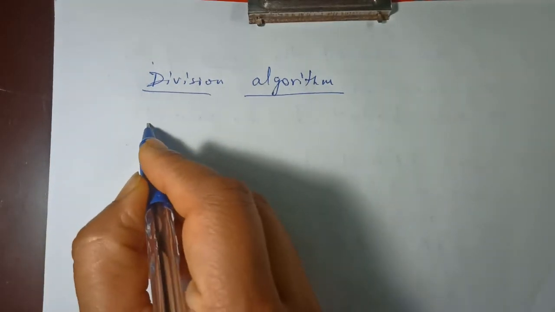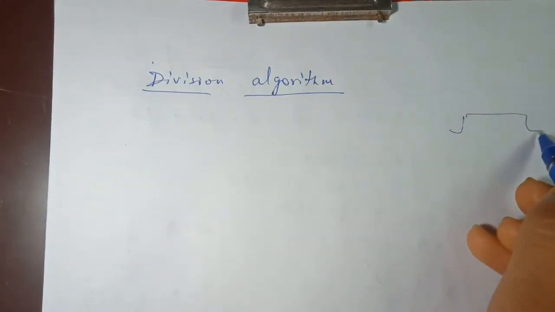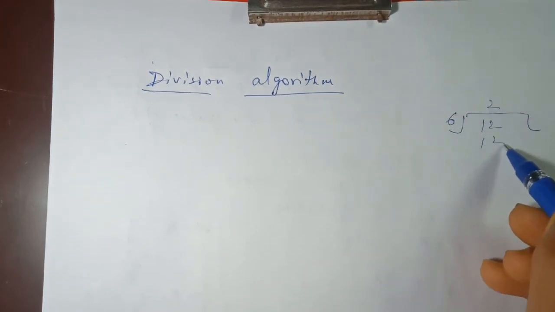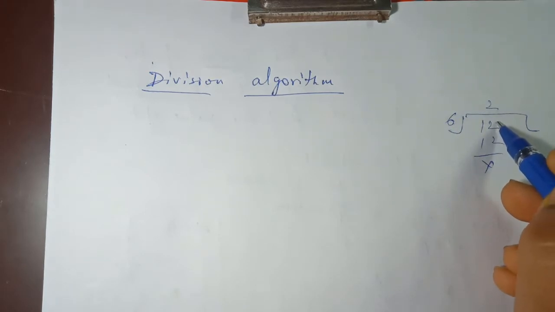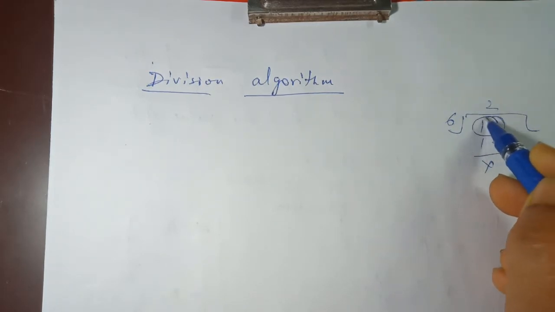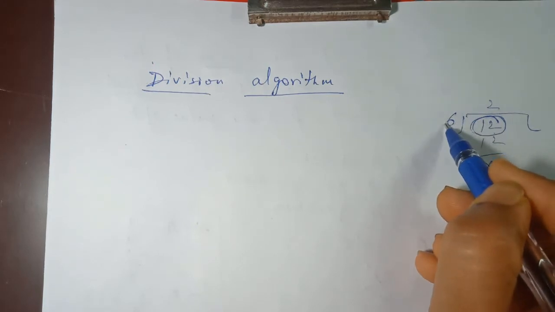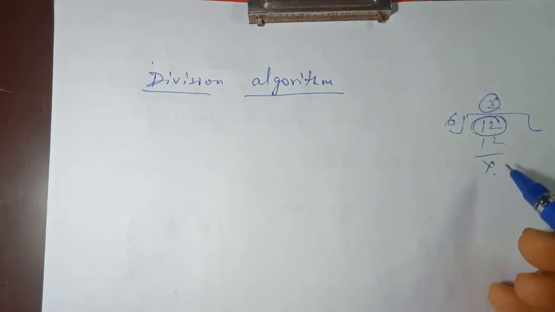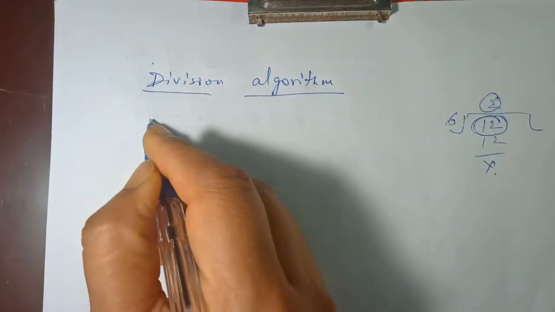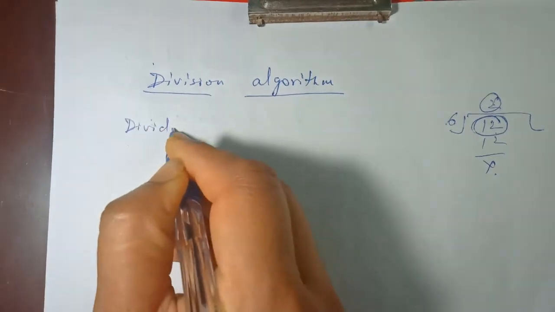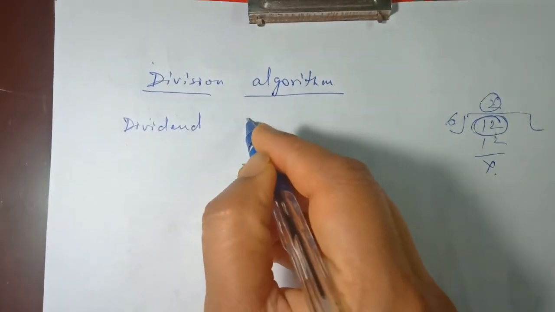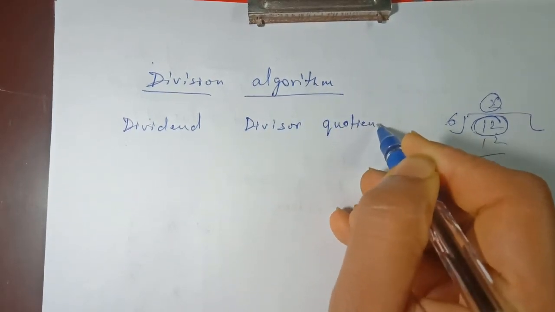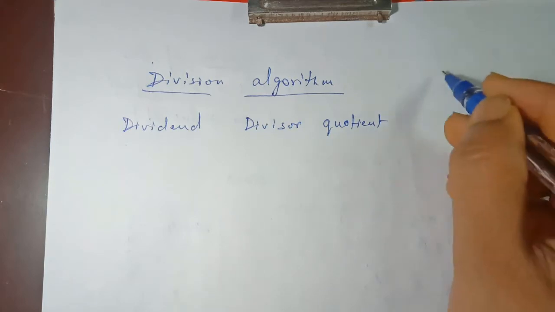We know that when we divide any number by another number, suppose we are dividing 12 by 6, 6 into 12. Here 4 terms are there: the number which is divided, the number by which it is divided, the answer that we get, and the remainder that we obtain. So 4 terms are there: dividend, divisor, quotient, and remainder.